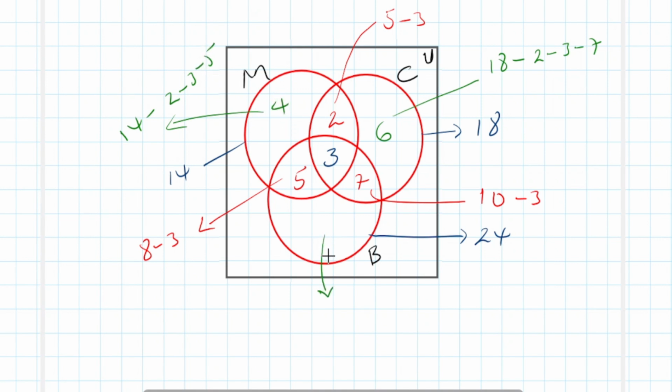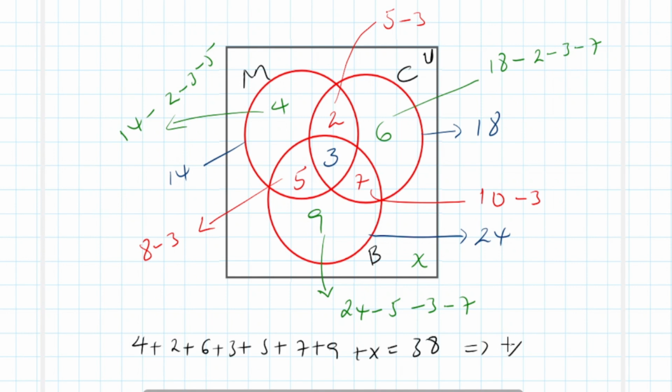This region is the number of students who study only biology: 24 minus 5 minus 3 minus 7, which equals 9. The number of students who do not study any of the three subjects, let's say X. To get this value, X is 38 minus 36, which equals 2.